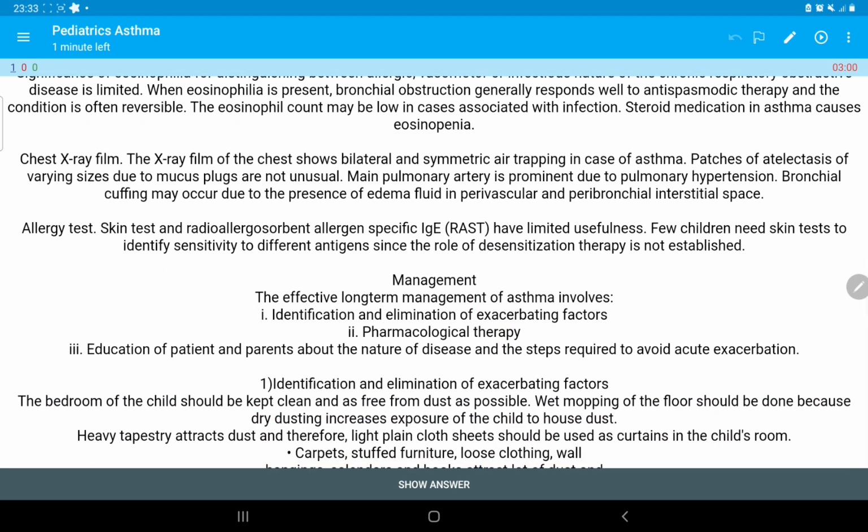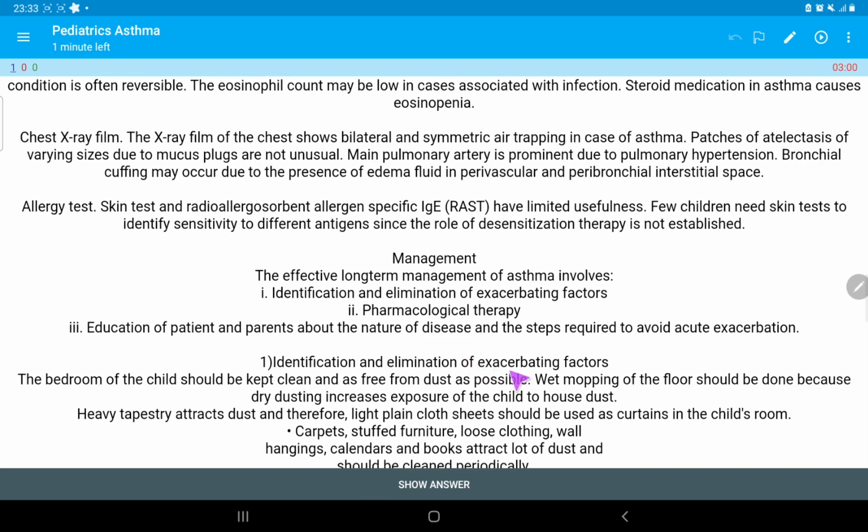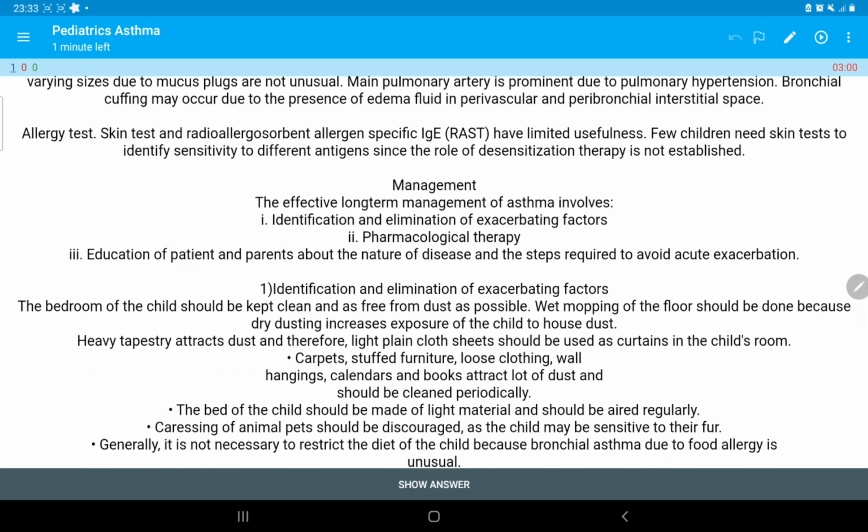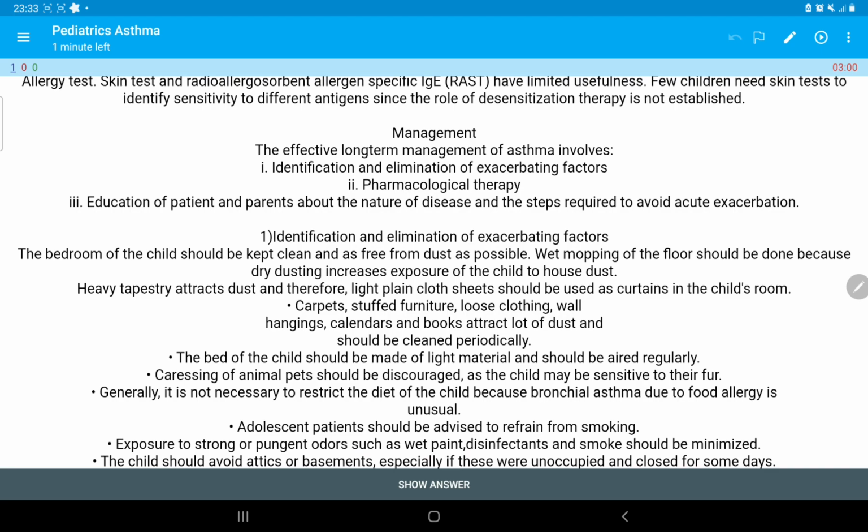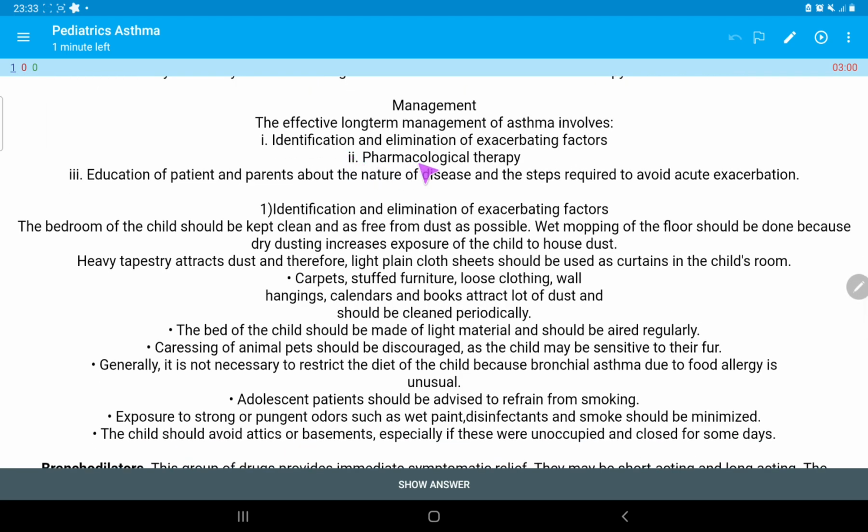Okay, management. So there are three things we have to look for during the management: identification and elimination of exacerbating factors, pharmacological therapy, and education of patients and parents about the nature of the disease and the steps required to avoid acute exacerbations. Identification and elimination of exacerbating factors means we have to identify the risk factors, that is atopic, non-atopic, drug-induced or occupational asthma. So we have to remove these four things.